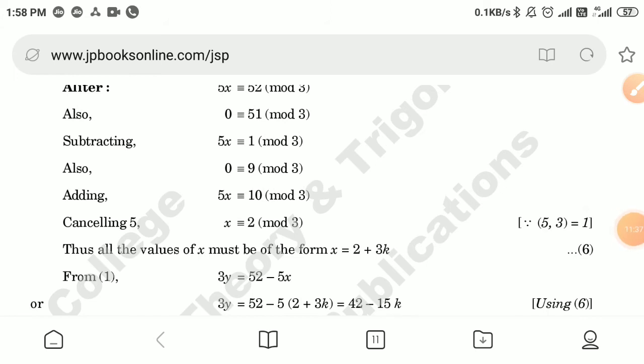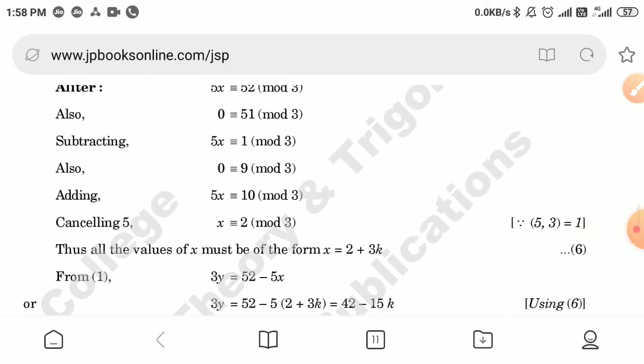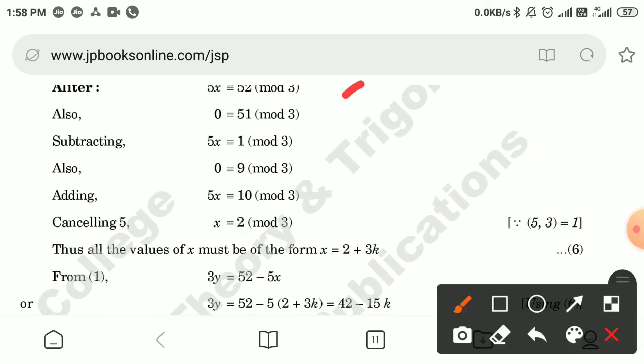Now altering: 5x ≡ 52 mod 3. Also 0 ≡ 51 mod 3. 5x ≡ 1 mod 3. 0 ≡ 9 mod 3. 5x ≡ 10 mod 3. Cancelling 5, x ≡ 2 mod 3. Thus all the values of x must be of the form x = 2 + 3k, marking this as number 6.